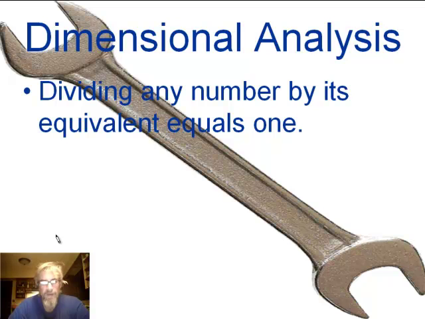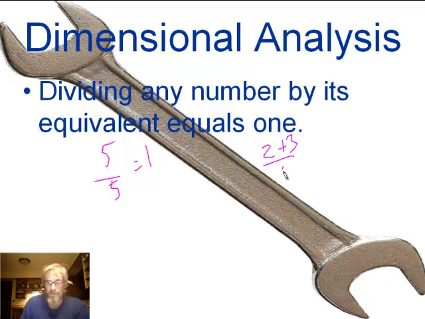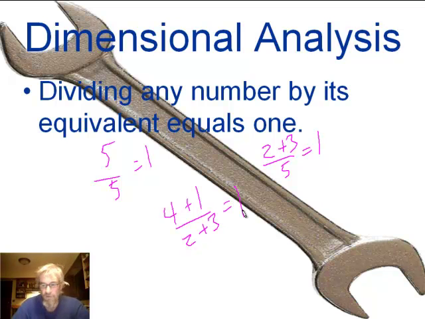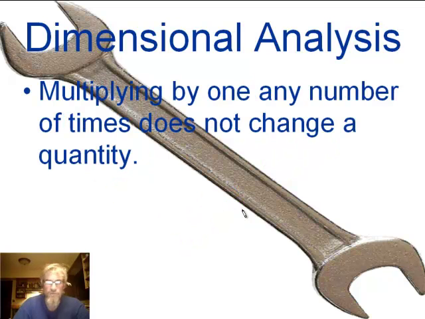The first fact is that dividing any number by its equivalent equals 1. So for example, if I divide 5 by 5, that's equal to 1. But if I divide 2 plus 3 by 5, that's also equal to 1. Or if I divide 4 plus 1 by 2 plus 3, that's also equal to 1, because all of these things are equivalents divided by each other. That's one fact that we use.